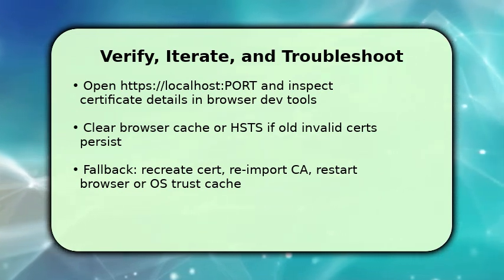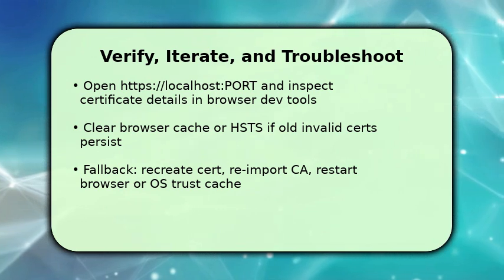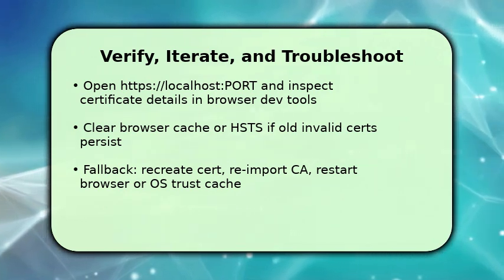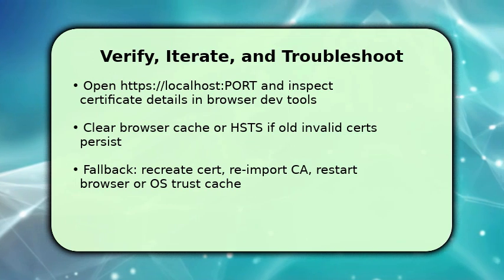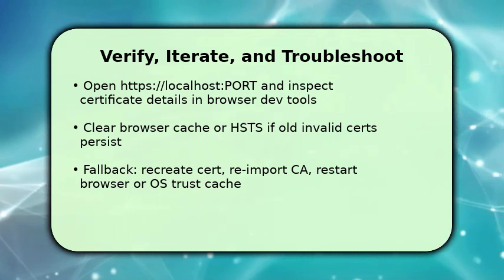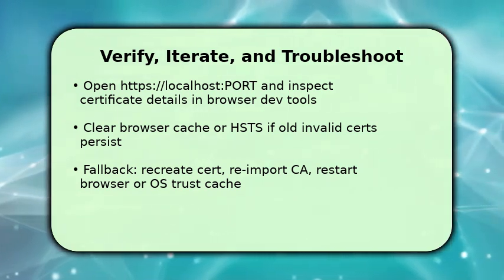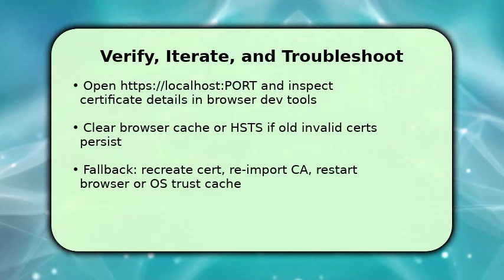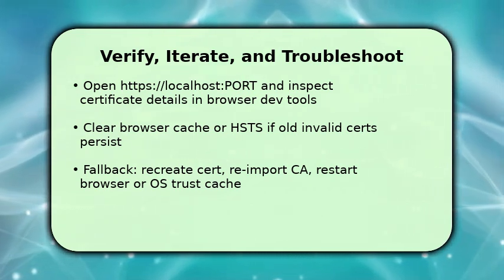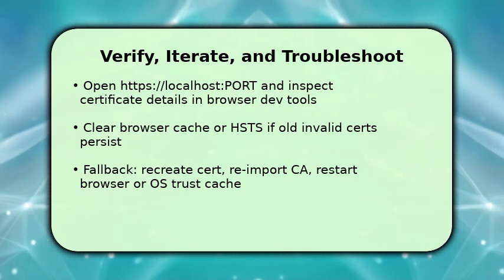If you see security errors, clear HSTS and the browser cache, or remove the old certificate and re-import the new CA. If nothing else works, recreate the certificate and retrust it, then restart the browser and development server. This simple recreate and retrust step solves most local HTTPS issues.